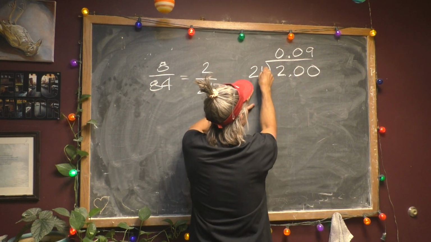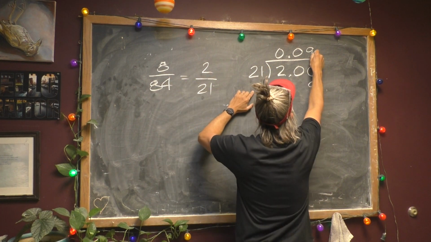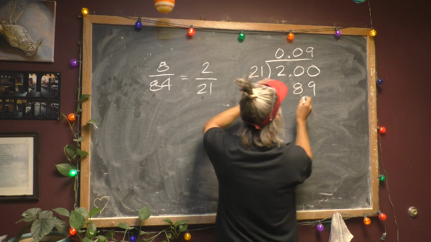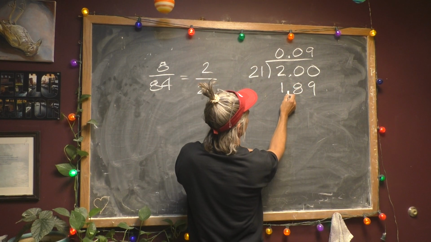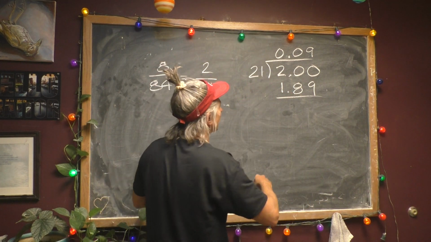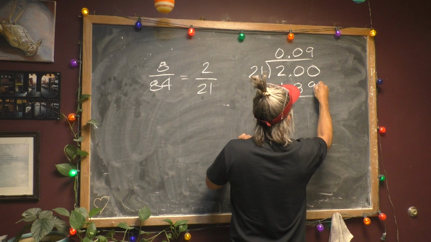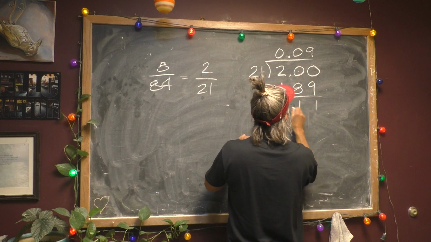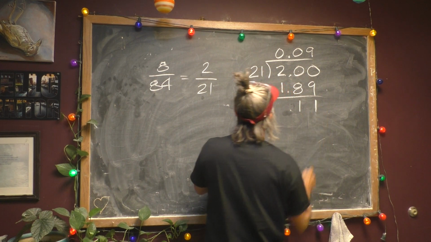9 times 1 is going to be 9. And 9 times 2 is going to be 18. Now, I know what you're thinking. Technically speaking, there's a decimal point here, so I'm going to put it there just to make us happy. And now we're going to subtract down. That's going to be a 1. That's going to be a 1. So it's going to be 0.11.